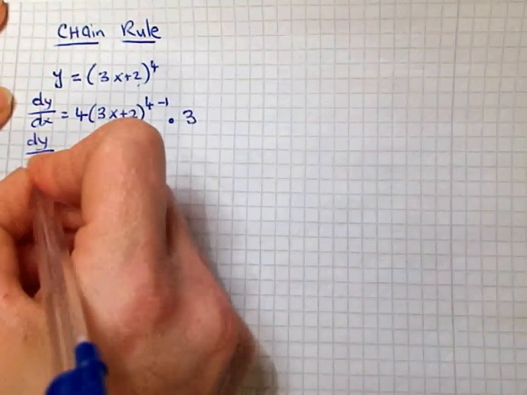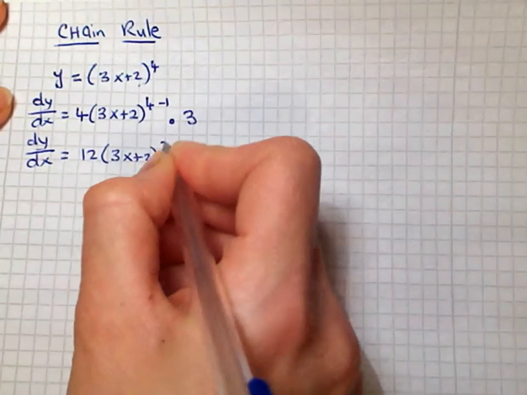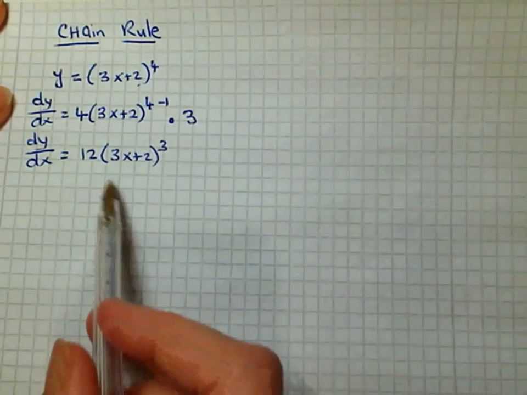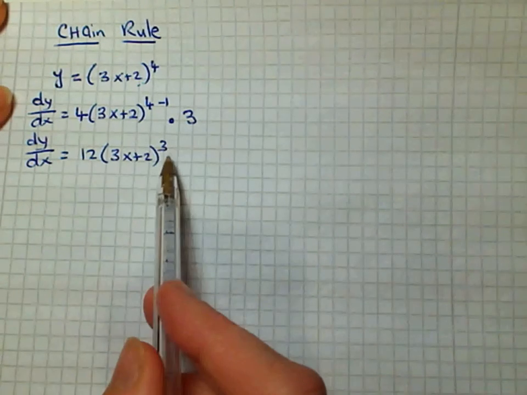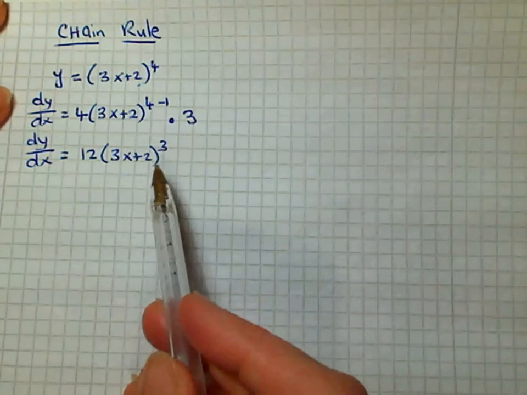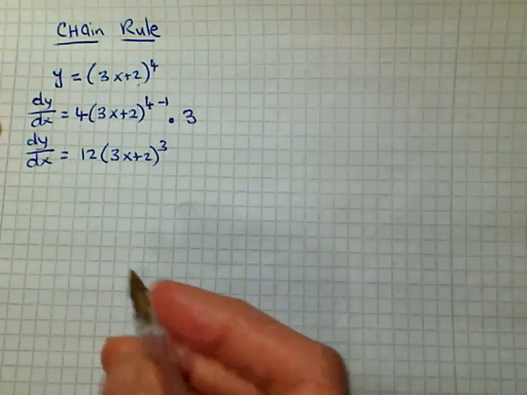So dy/dx, the answer is 12 into (3x + 2) all to the power of 3, and you cannot multiply the 12 into the bracket because it's raised to the power of 3. You'd have to work that out first, which would be a waste of time.